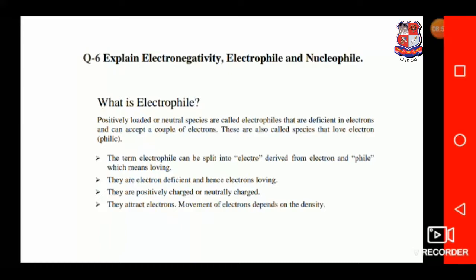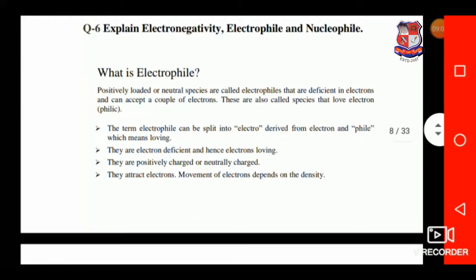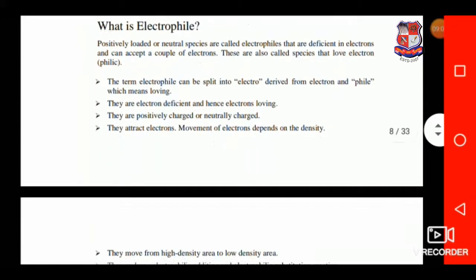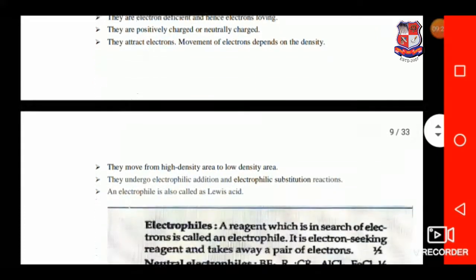Positively charged or neutral species are called electrophiles; they are deficient in electrons and can accept a pair of electrons. These are also called electron-loving species. The term electrophile can be split into electro, derived from electron, and phile, which means loving. They are electron deficient and hence electron loving. They are positively charged or neutral. They attract electrons. Movement of electrons depends on the density.